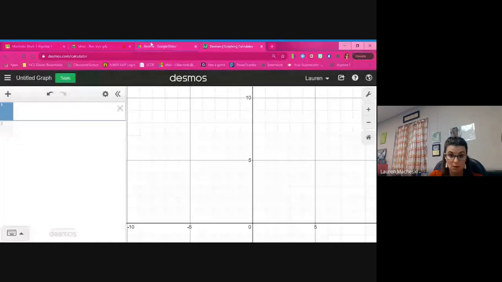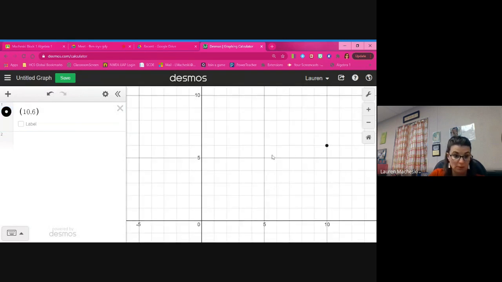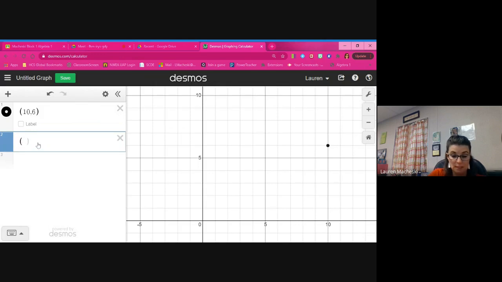So let me just share this screen, and hopefully you can see this. So in my graphing calculator, if I put in the point (10, 6), see if I see that point. Okay, there we go. And then the other point was (9, 5). Oops, I don't know what I did. Parenthesis. There we go. All right, so there are my 2 points.